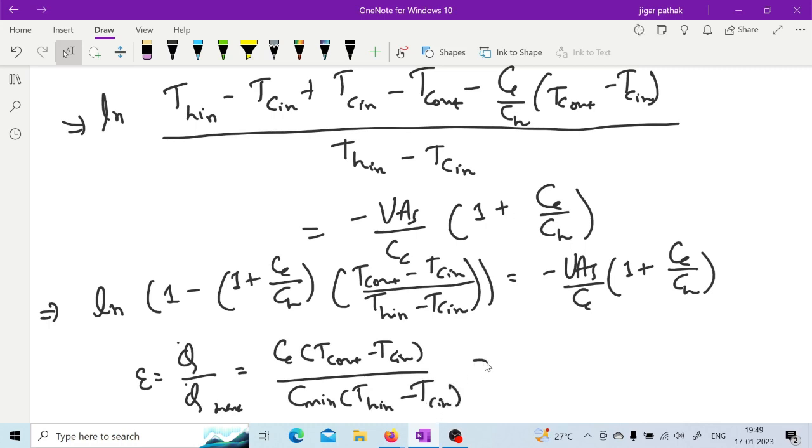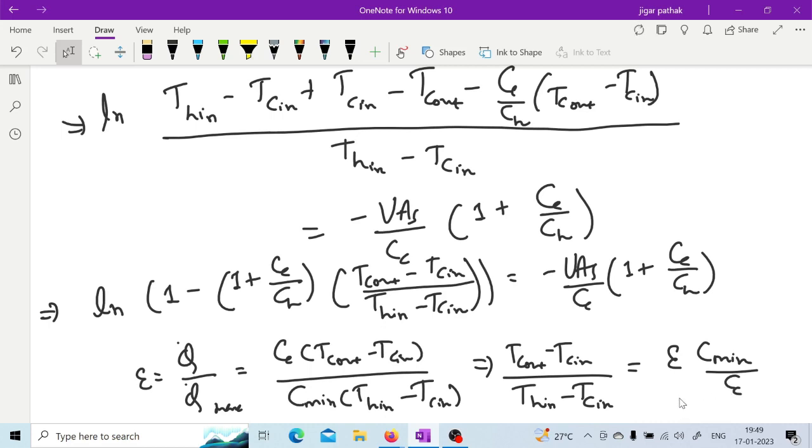So from this, if you can make (TC out minus TC in) upon (TH in minus TC in) as subject, then you will have this effectiveness into C min by CC. So this is what you are going to put into this equation, right? This effectiveness into C min by CC. So you can plug this into the above equation.